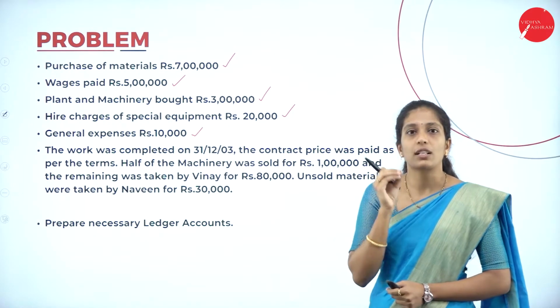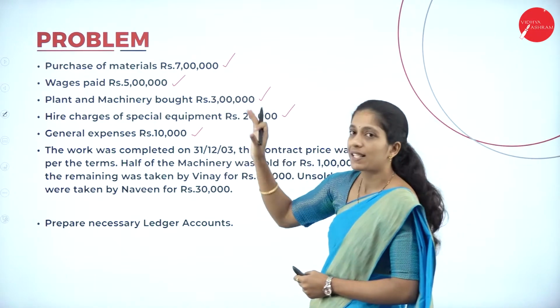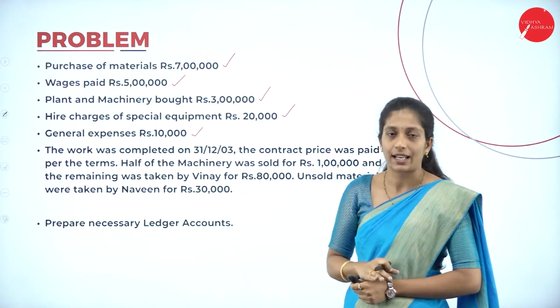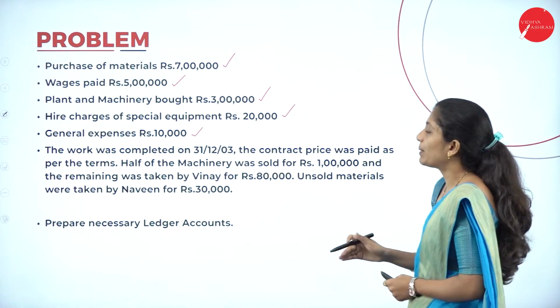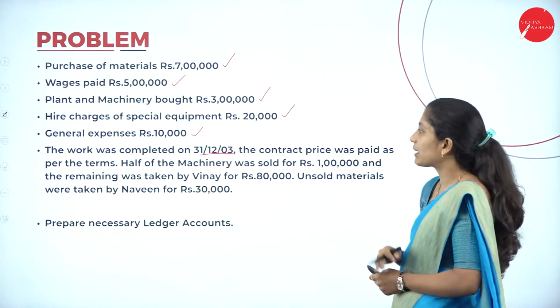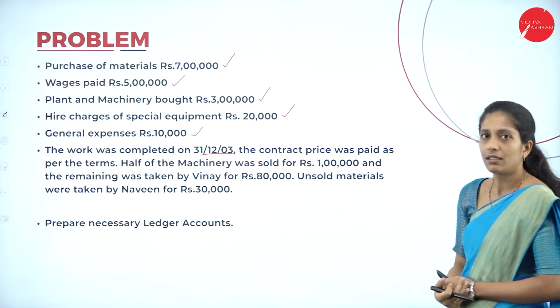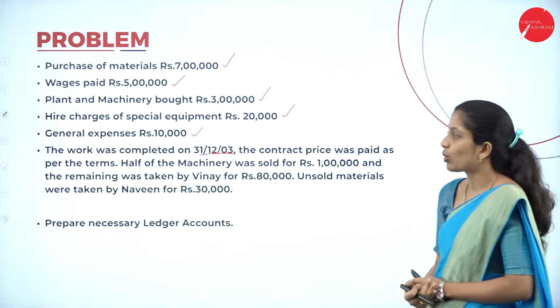So here they have not given the name of any of the venturer. So it means all the expenses are incurred from the joint bank account. Next, the work was completed on 31st 12/03. So within 1 year they have completed the work. The contract price was paid as per the terms. So how was this contract price paid?